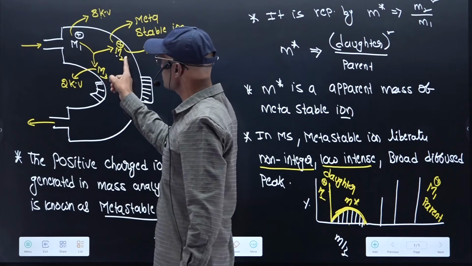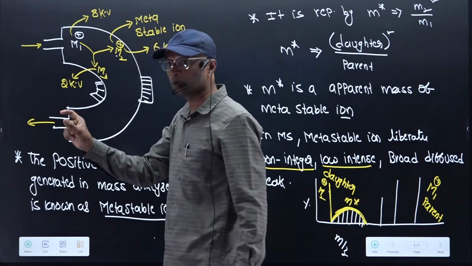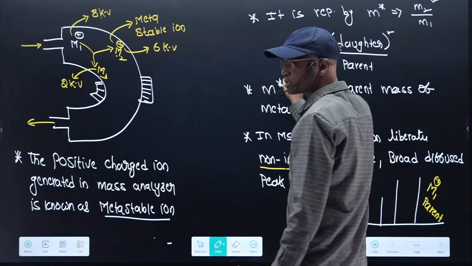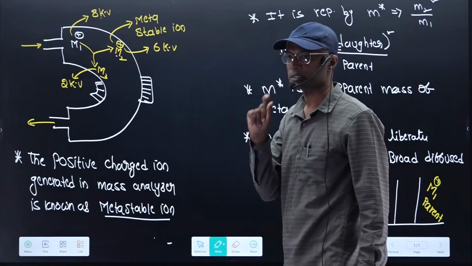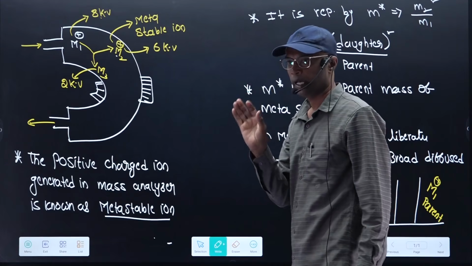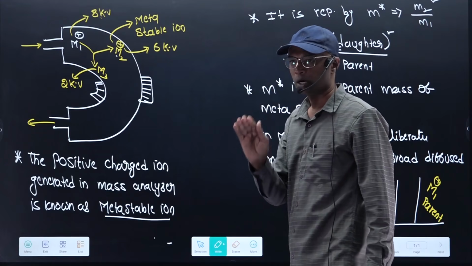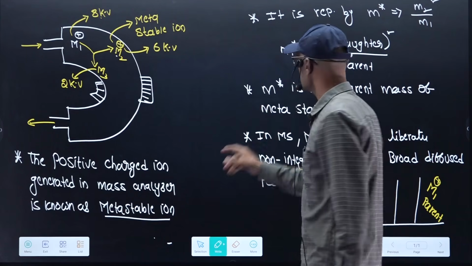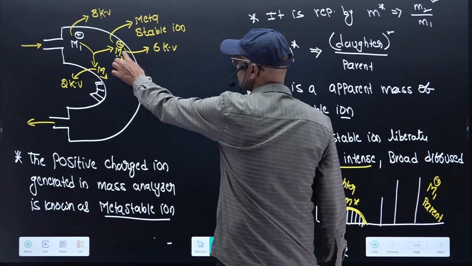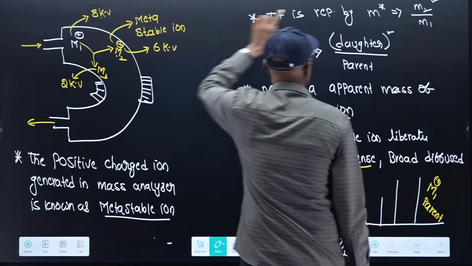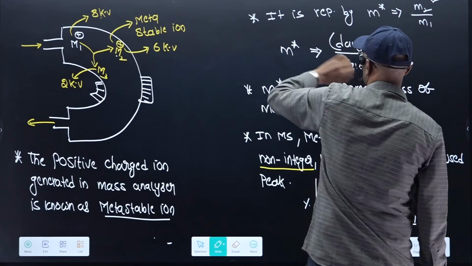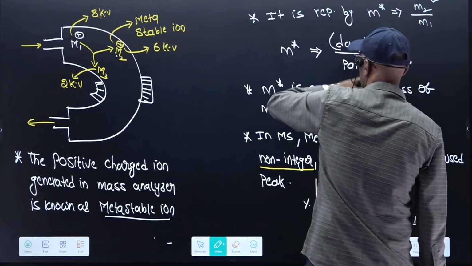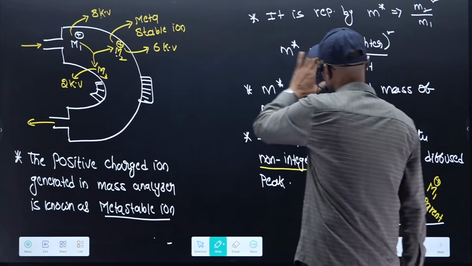This is the one which is newly generated, whose m/z value and the parent m/z value we write in the form of m star. M star is nothing but an apparent mass. It is not a real mass. Apparent mass is nothing but the mass whose value will be a little bit less than expected. You remember this formula, how to calculate the apparent mass of a metastable ion? Daughter square by parent m/z value. Then you will get one value.